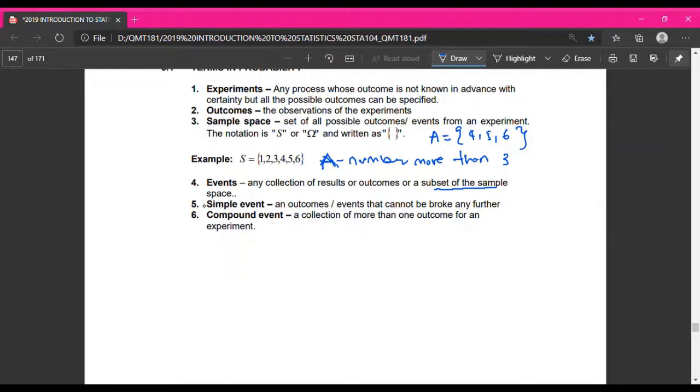Okay, simple event dan juga compound event ni tak biasa digunakan sangat. But simple event adalah outcome that cannot be broken down any further, and compound event a collection or more than one outcome for an experiment. So kita boleh ada beberapa event, okay, in an experiment. Ni hanya satu contoh dia. Okay.